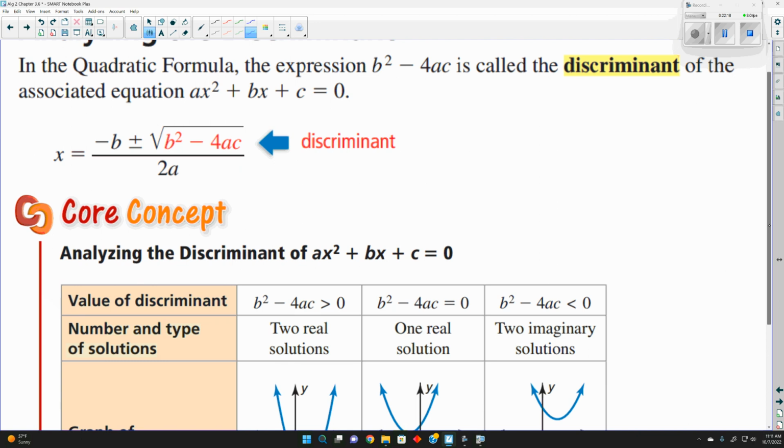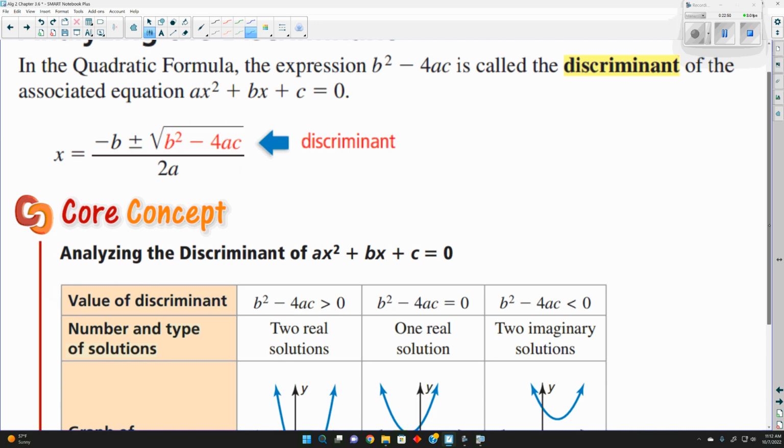Now the discriminant is our b squared minus 4ac. It's what's inside the radical. If b squared minus 4ac is greater than 0, we have 2 real solutions. If b squared minus 4ac, the middle one, is equal to 0, we have 1 real unique solution, or we can just say 1 real solution.